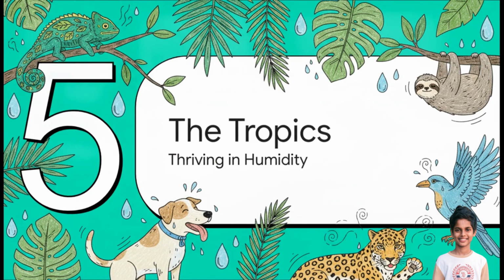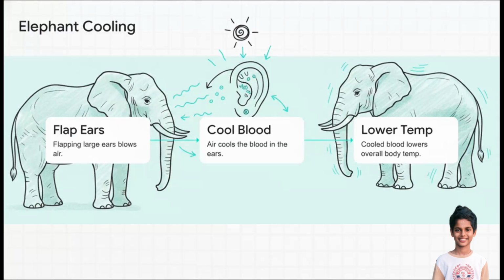Let's switch gears. Section 5. Thriving in the tropics. Heat, humidity, and intense competition. Let's leave the dry desert and enter the hot, incredibly humid tropics. Animals here can't just conserve water. They need to cool down constantly through evaporation, using active sweating, heavy panting, or even licking themselves.